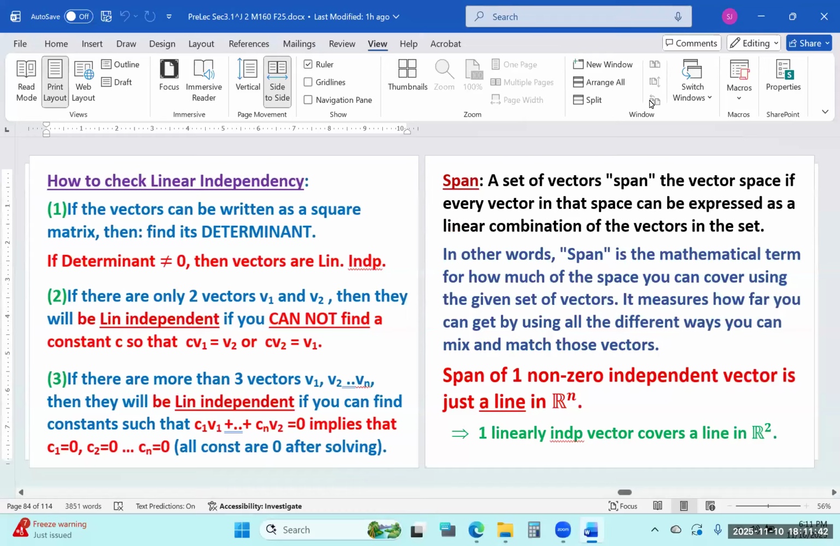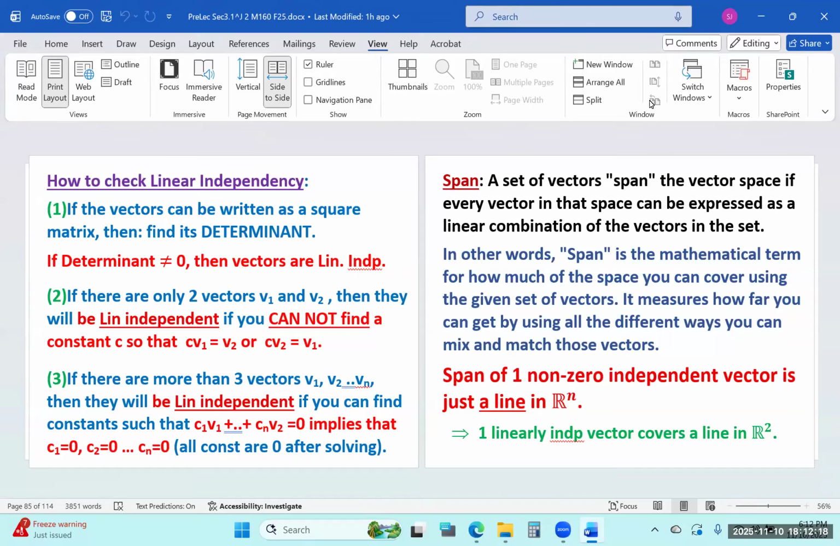The next thing after linear independence is span. A set of vectors spans the vector space if every vector in the space can be expressed as a linear combination of the vectors in the set. In other words, the span is the mathematical term for how much of the space you can cover using the vectors you're given. It measures how far you can get by using all the different ways you can mix and match those vectors.